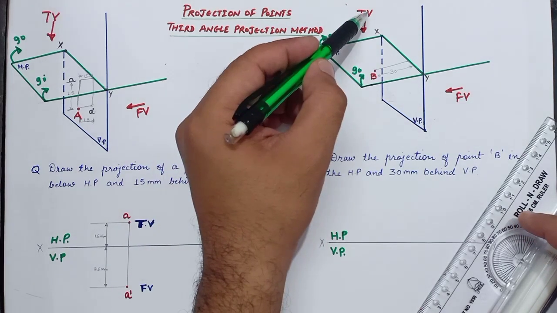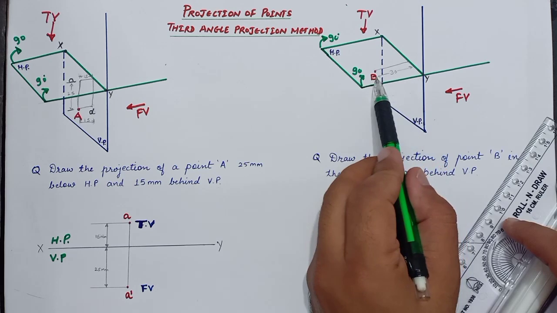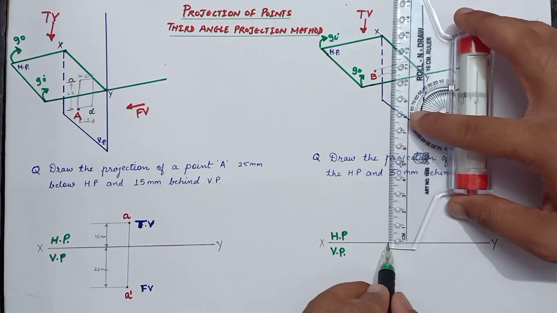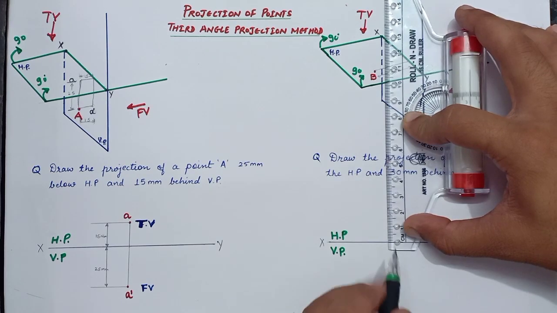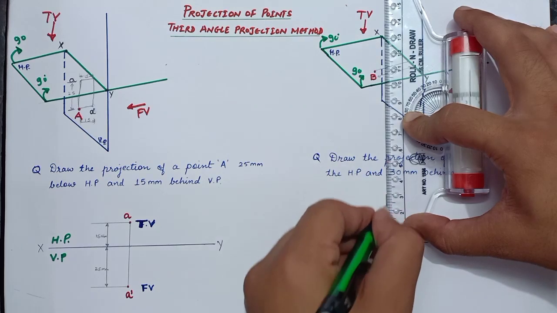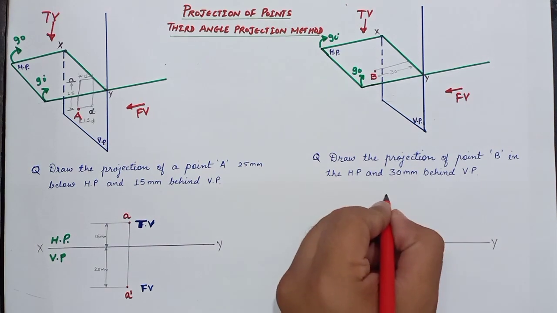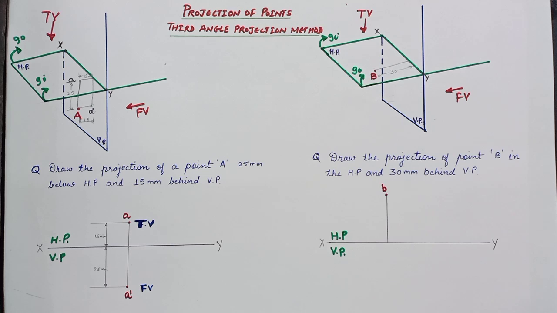So looking from the top view, we can see this distance 30 mm away from XY line. So measuring from XY line, 30 mm behind VP or 30 mm above XY line will give us a point B, that is top view.